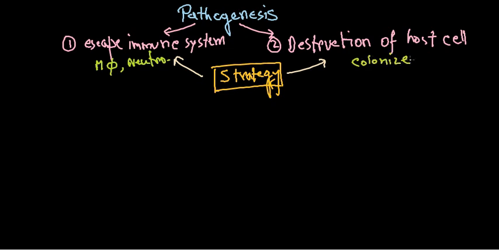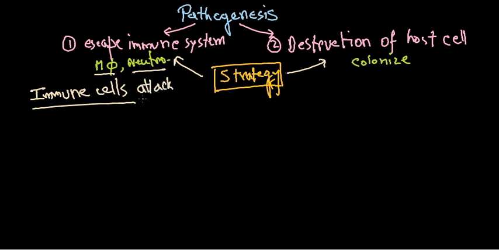To do all this at once, they choose these immune system cells, like macrophages and neutrophils, as their habitat. So the master strategy is to attack these immune system cells, like macrophages or neutrophils. So this is immune cell attack.